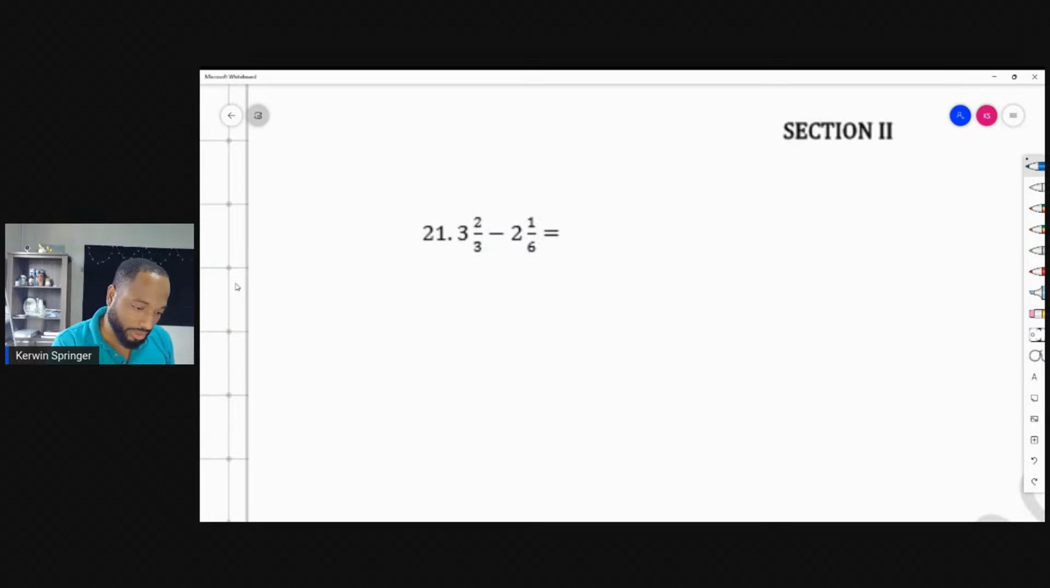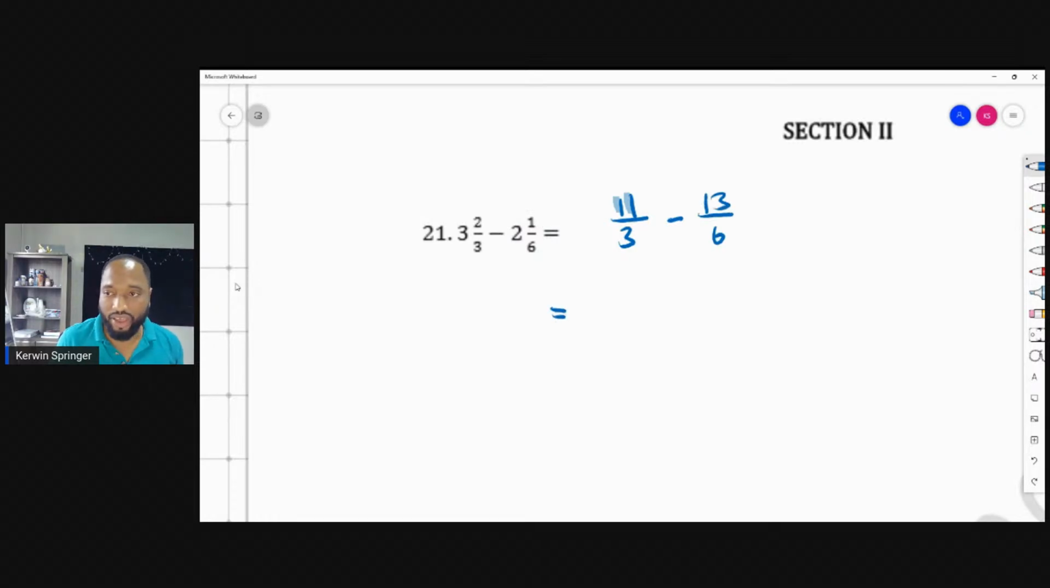So changing this to an improper fraction, 3 by 3 is 9 plus 2 is 11. I'll repeat it just now, right? 11 over 3. To change a mixed number to an improper fraction, you multiply the whole number by the denominator. 3 by 3 is 9, and you add it to the numerator. 9 plus 2 is 11, and that finds its home right there. Similarly, 2 by 6 is 12, and you'll end up with 13 over 6.